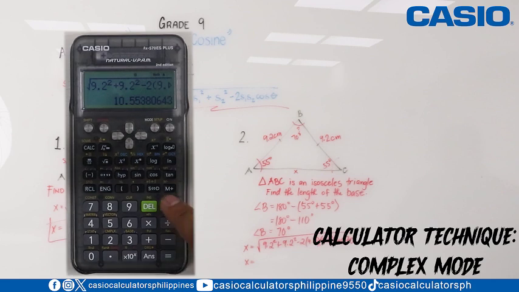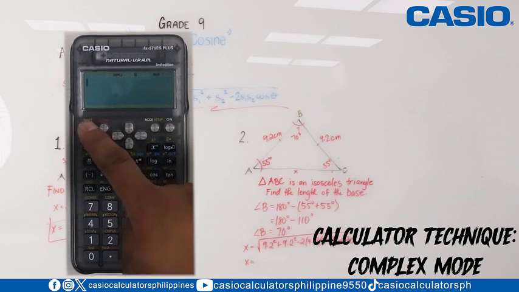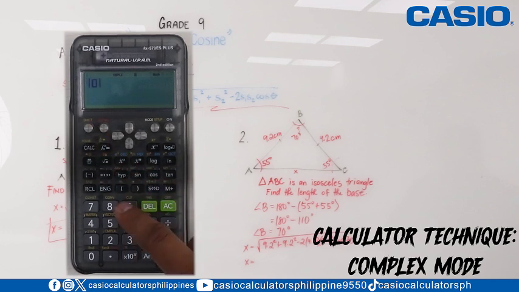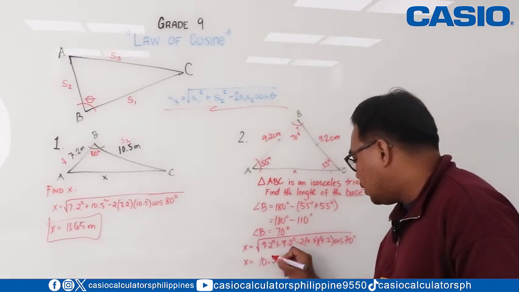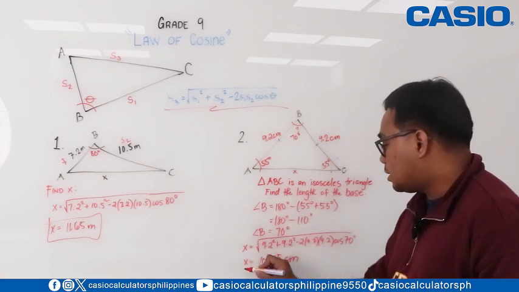Now, let's perform our shortcut. First, access the complex mode, then access the absolute value, then it's the same: 9.2, then angle, then subtract the other side, and the answer will still be 10.55. Now you have learned something. The answer to our second problem is 10.55, so the length of our base is 10.55 centimeters.